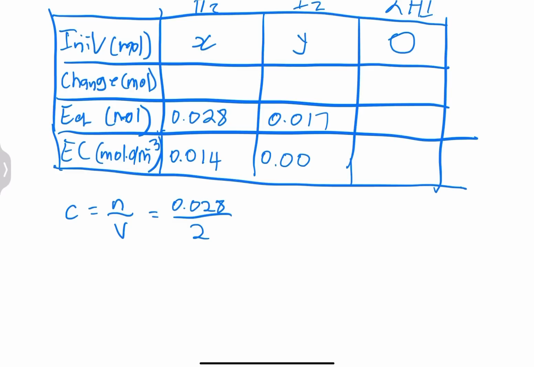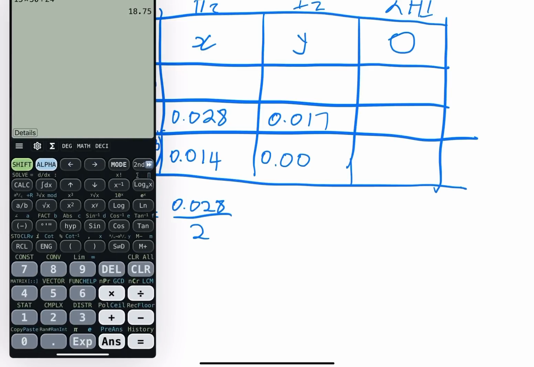Let me just work it out. 0.017. My mind just froze there for a moment. I put in so many zeros. 0.17, and we divide that by 2, 0.085.